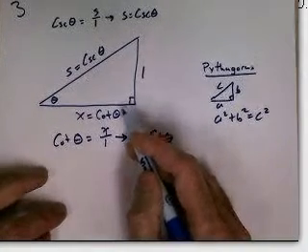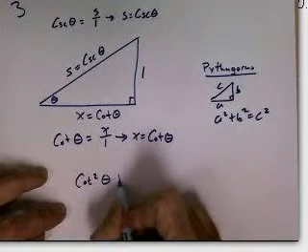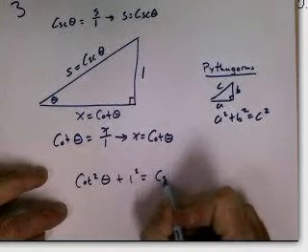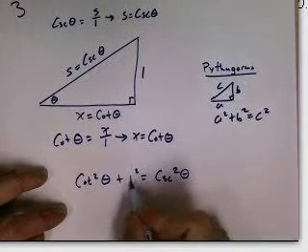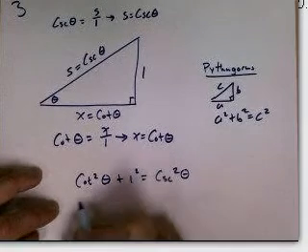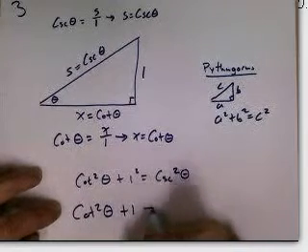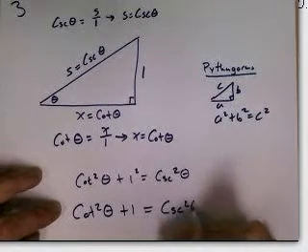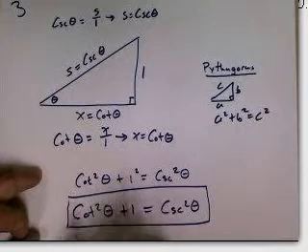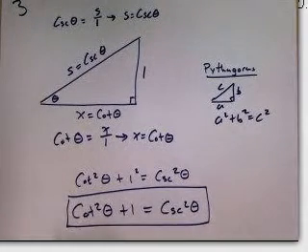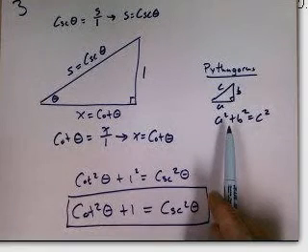Well, for this triangle, he tells us that the cotangent squared theta plus 1 squared is equal to the cosecant squared theta. Now, we usually rewrite 1 squared as 1, so let's do that. We get cotangent squared theta plus 1 equals the cosecant squared theta. So there is the third Pythagorean identity, which we get straight out of a right triangle and the help of our buddy Pythagoras.